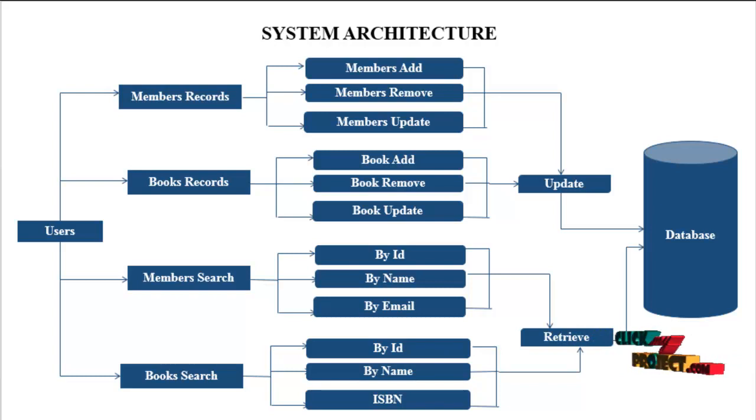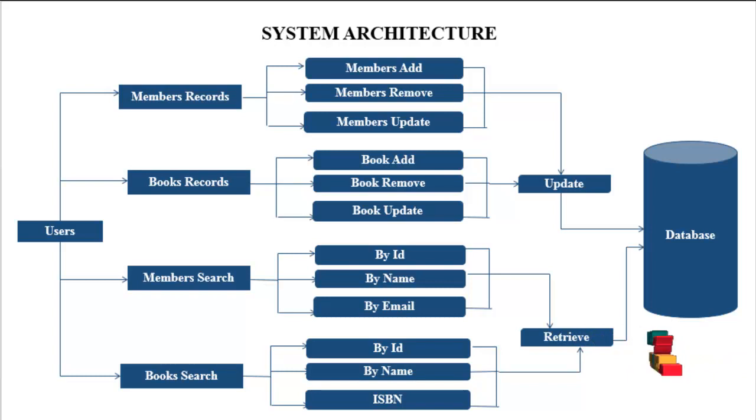The next one is search member detail. Search member detail can be done by ID, name, or email ID. Via these details we can search the member detail. Another one is search book detail. Here we search by ID, by name, or by ISBN number. Via these details only we can search the book detail.